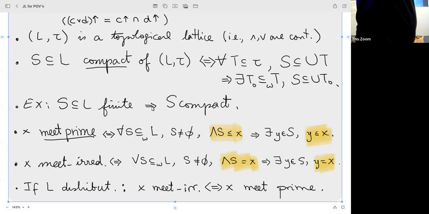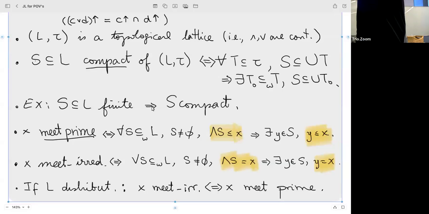One is meet prime. A meet prime is an element of your lattice that, if it sits above the meet of some finite set, then it has to sit above some of the elements of the set. It's meet prime. The analogous one is meet irreducible: if x is the meet of some finite, non-empty set, then x has to be one of those elements. So the weakening of meet irreducible is meet prime, in which the equality is replaced with this.